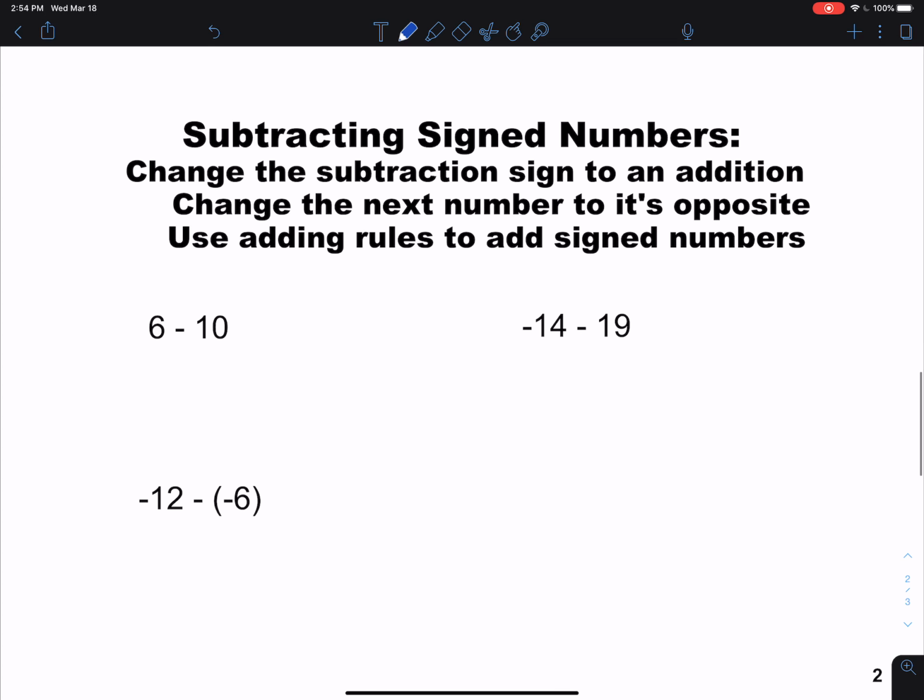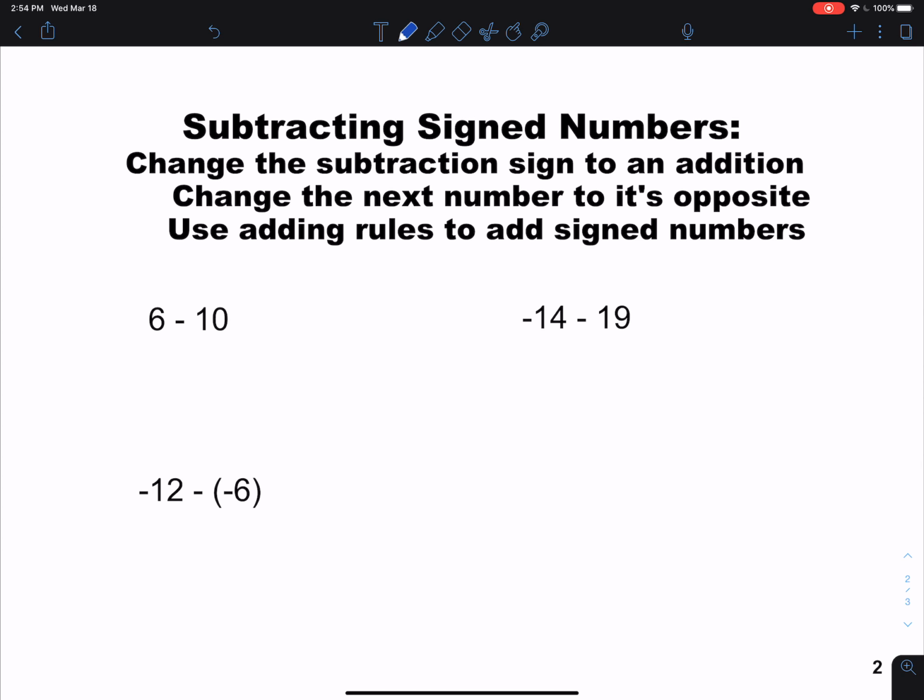If we think about subtracting signed numbers, we don't actually have rules for subtraction. So what we do is change it to addition. To do that, we change the subtraction sign to an addition sign. We change that next number to its opposite. So if it's positive, we change it to negative. If it's negative, we change it to positive. And then we follow those adding rules to add signed numbers. Some people remember this as keep, change, change.